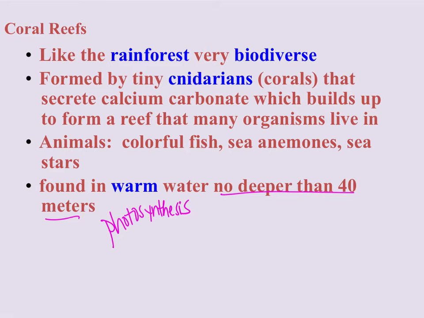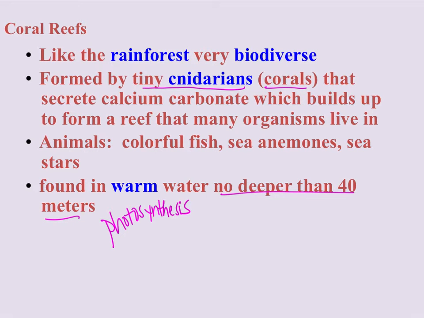So coral reefs are formed by coral. Corals are actually animals, very tiny cnidarians. A cnidarian is an animal that can sting you. So jellyfish are cnidarians. Sea anemones are cnidarians. These corals secrete calcium carbonate, and that builds up over a very long time and forms a reef. And like I said, there's lots of photosynthesis here because it's not very deep, and so lots of organisms live there.